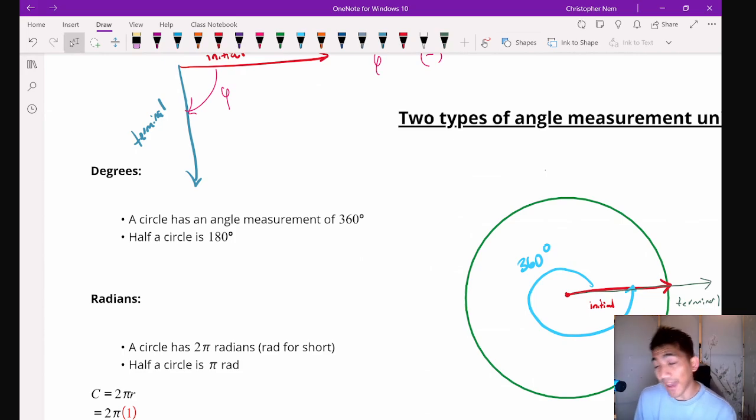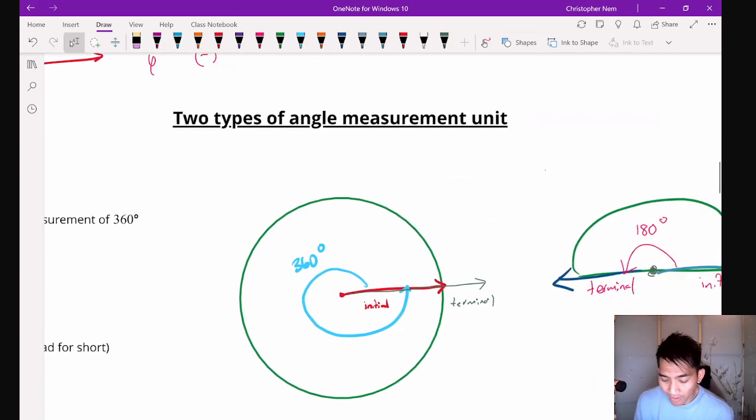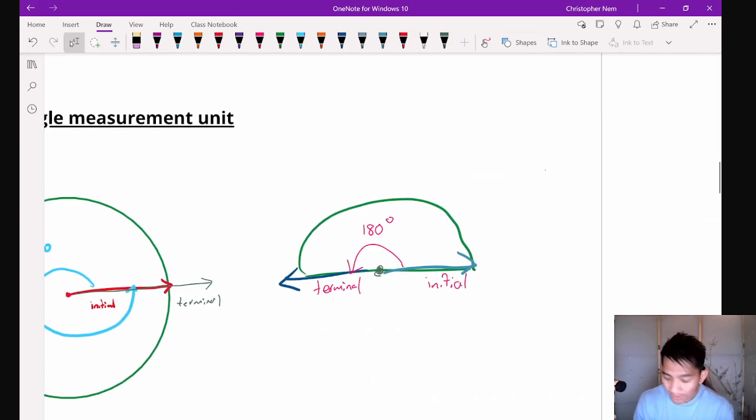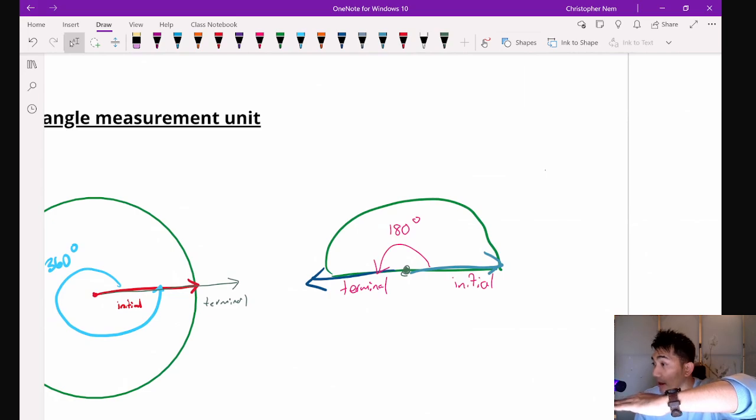Half a circle will have 180 degrees. Here's what that looks like. If I draw my circle, and the vertex of the two rays is at the center of the circle, the initial side will open up all the way to the terminal side, but the terminal side is back where the initial side started. So this is an angle measurement of 360 degrees, or if you turn around all the way in one complete revolution. Half a circle, if my initial side starts here, and then I rotate all the way to the other side, that's 180 degrees. It's kind of like a little reflection, if you will.